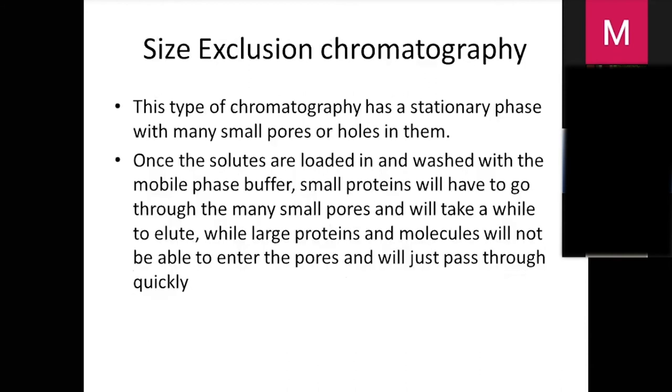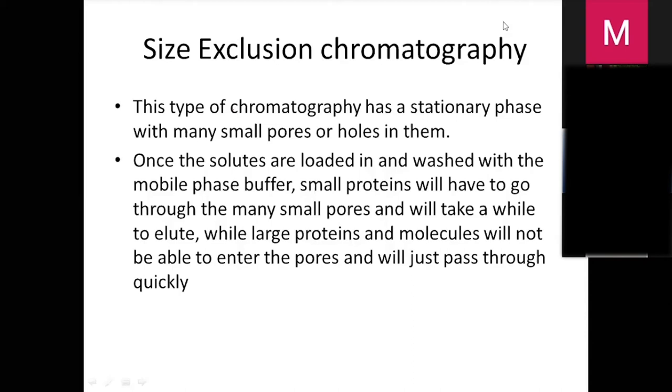Size exclusion chromatography is the next one. This one's very simple. This type of chromatography has a stationary phase with many small pores or holes on it. So think of it as a wall that has small potholes in it. Once the solutes are loaded in and washed with the mobile phase buffer, small proteins will have to go through the many small pores. If it's going down and there are many potholes, it'll get caught in the potholes and it'll take very long for it to come out. Meanwhile, large proteins that are too big to go through the pores, they'll just pass through.